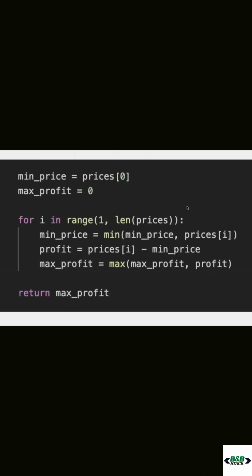Let us look at the code. You always keep track of the minimum and the profit. So you would iterate over all the elements using a for loop, and you will track the minimum price, which is the minimum of the minimum price and the current price.